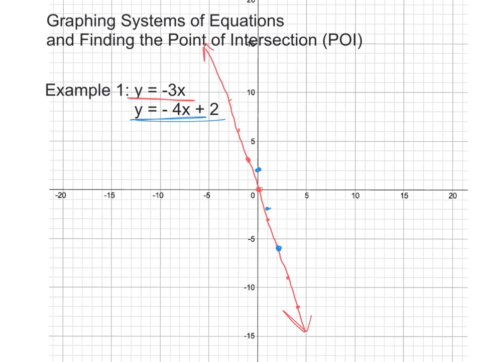I'm just going to add a couple more. And then I'm going to do a couple at the top. So I'm going to go over 1, 2, 3, 4 over 1. 1, 2, 3, 4 over 1. And then I'm going to connect my points.